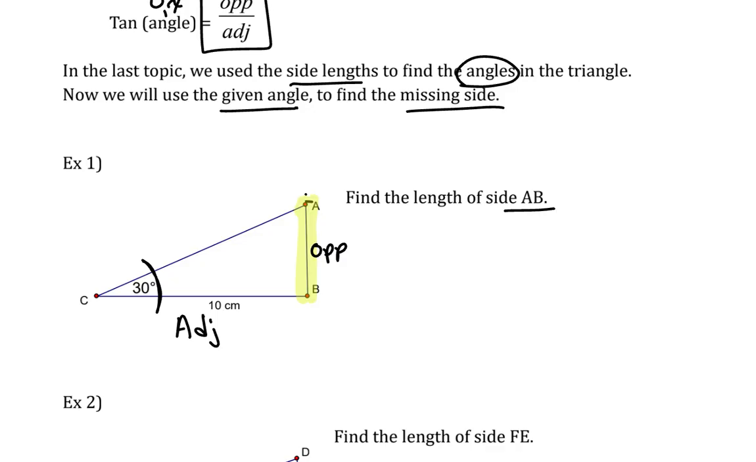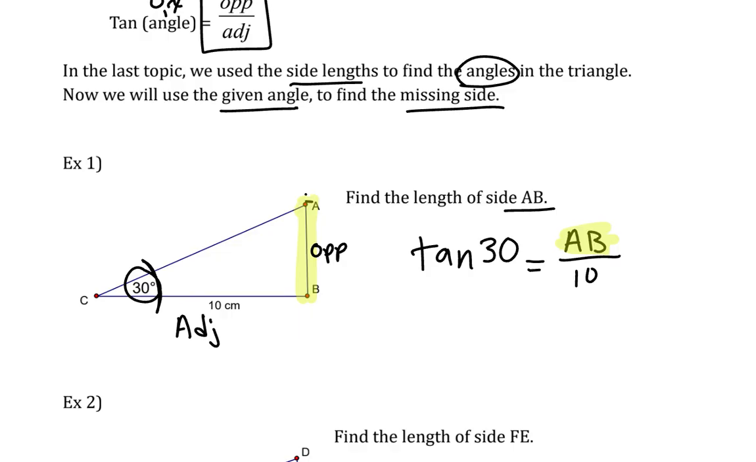Now it's going to be a little bit different because before we would have things like tan F and stuff like that, but instead we actually have a value for it. So I can say tan of 30 equals, and I'm going to do something weird with the spacing here. That's why I'm putting the equal sign a little bit lower. It's going to be opposite, which is our AB, over adjacent, which is 10.